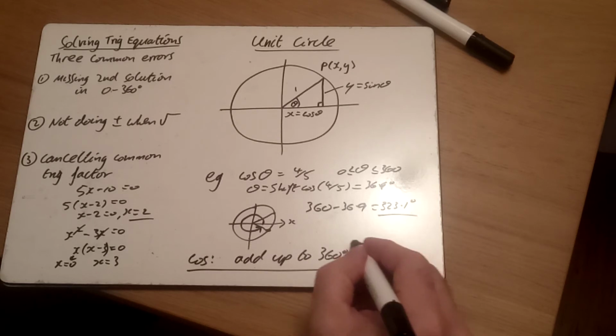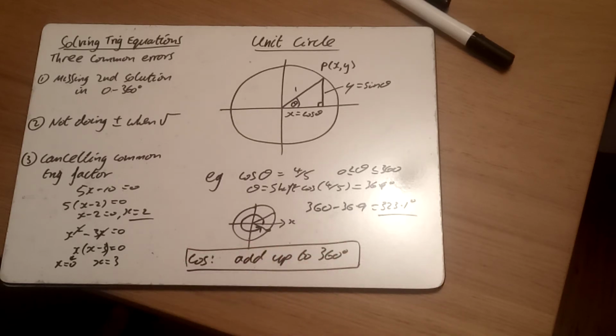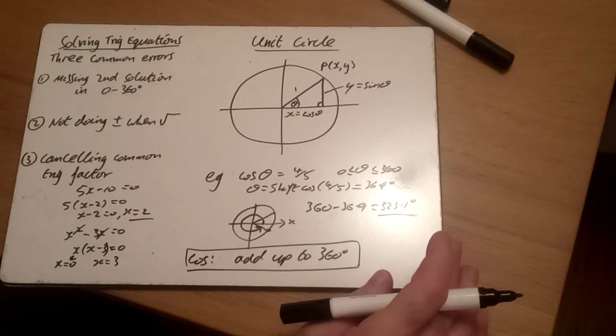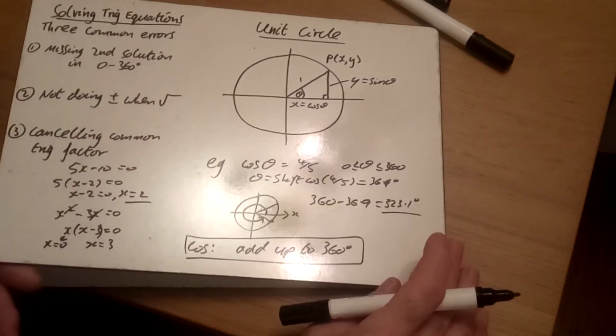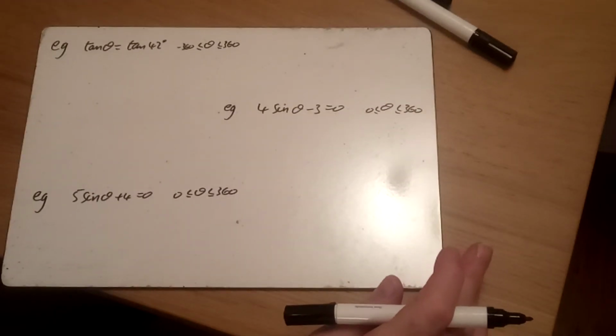Our method for finding our second answer is this. It doesn't matter if it's inverse cos of a plus or inverse cos of a minus. The two things are always going to add up to 360. Let's have a look at a couple of other ones then. I've got an example I'm nicking from elsewhere.